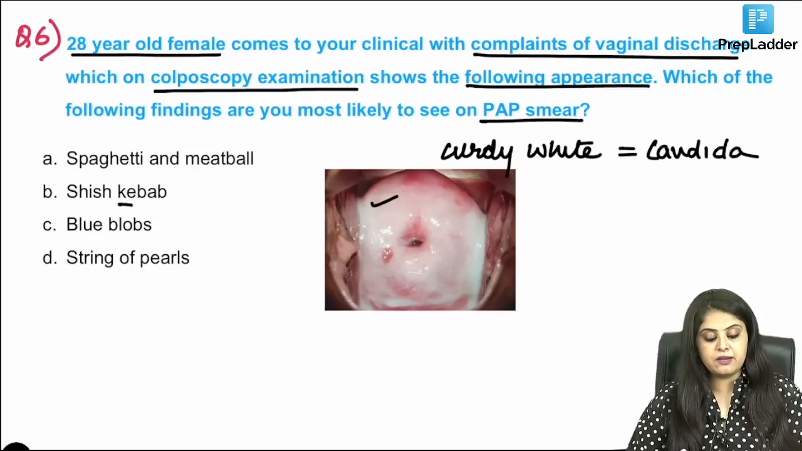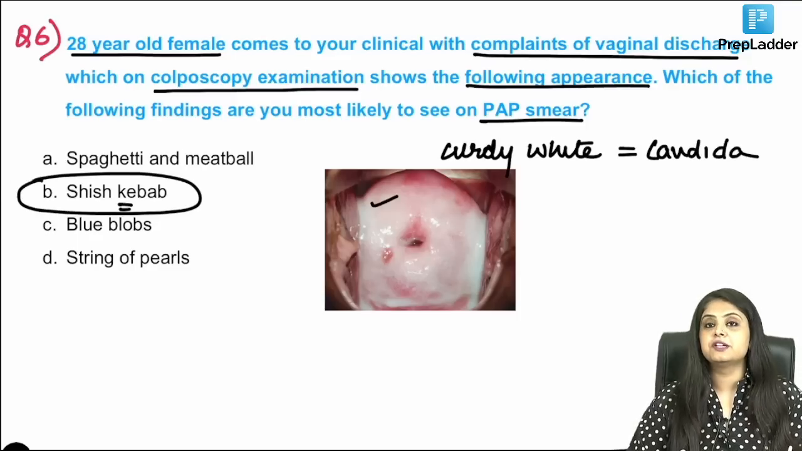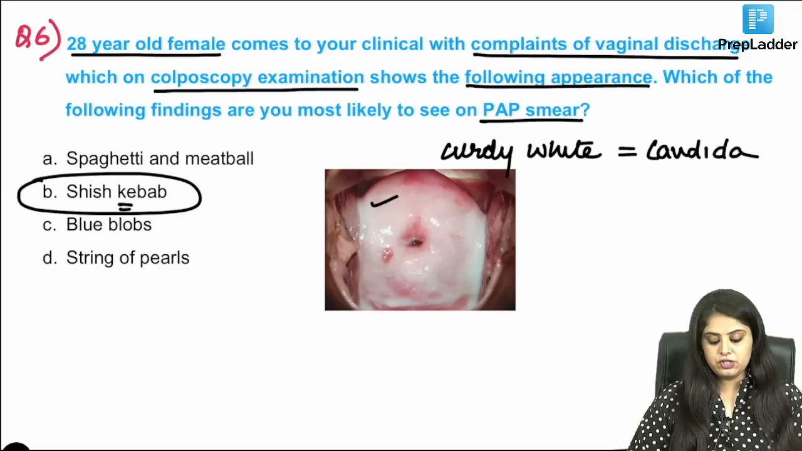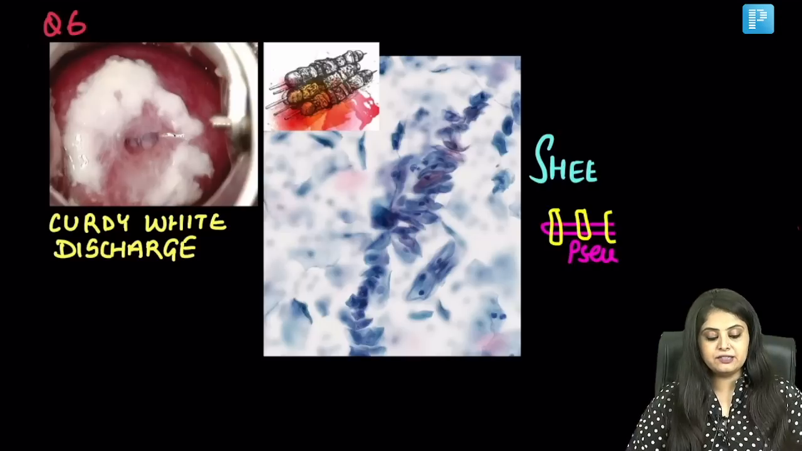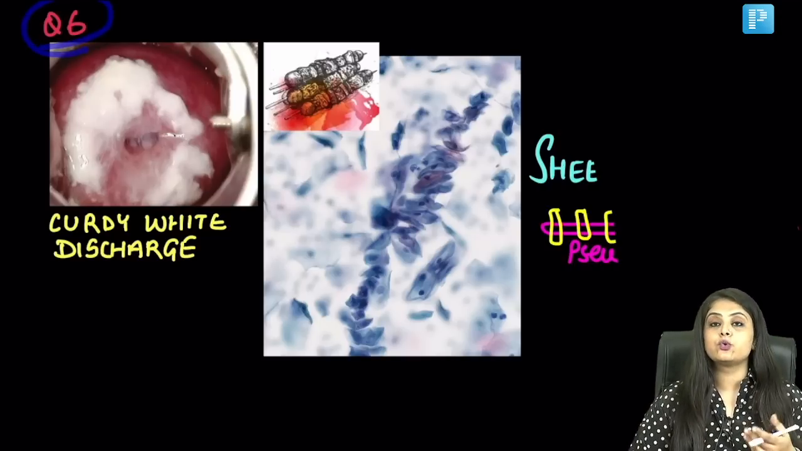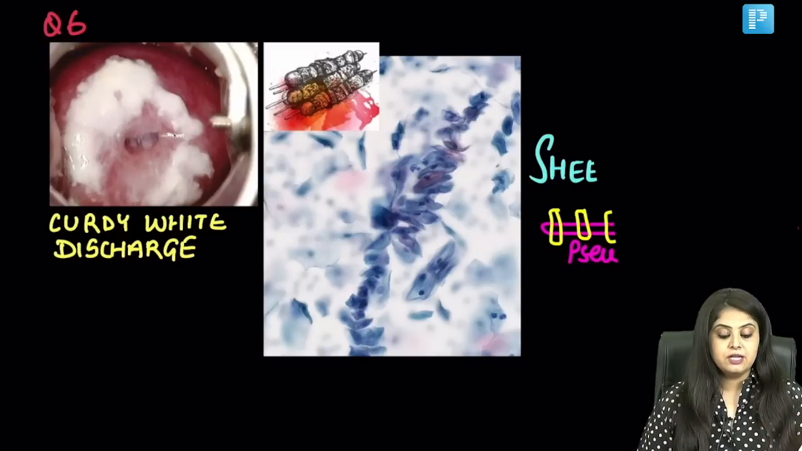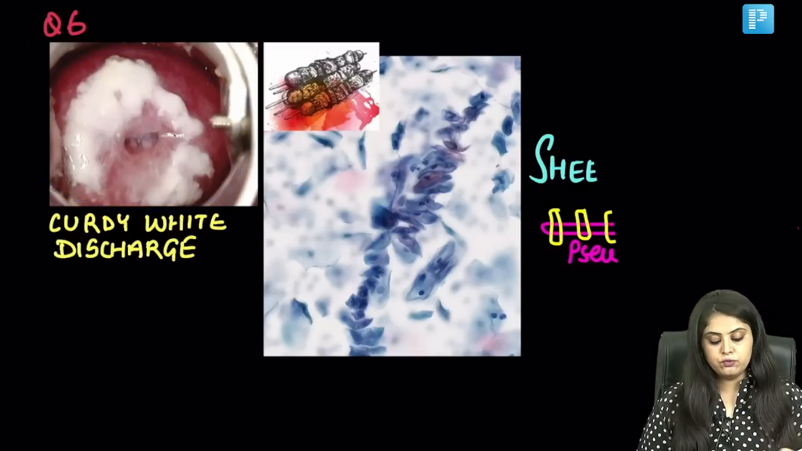So for curdy, I would see the shish kebab appearance. So let us start reading this, what is shish kebab. This is the exact picture, and this is exactly question 6 which I wanted to show you from the point of view of image based questions. Whenever you see a curdy white discharge and you start seeing something to do with shish kebab, you will start thinking of candida.